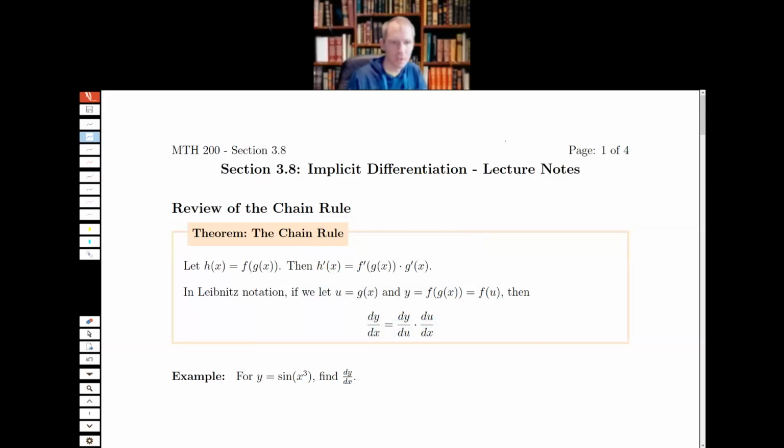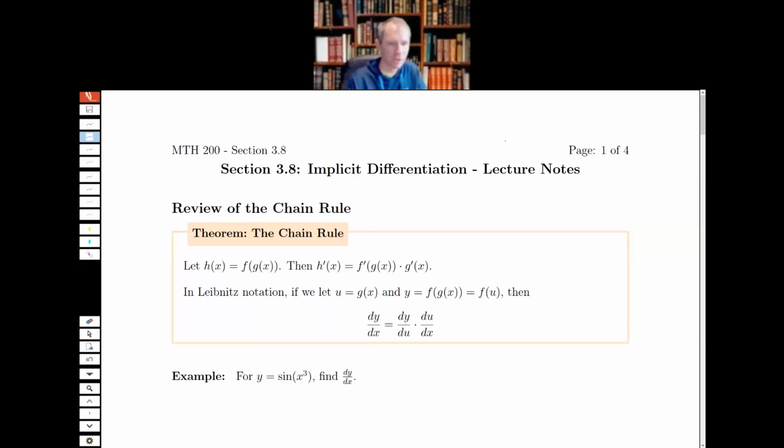Okay, so this is section 3.8, and what we're doing in this section is talking about implicit differentiation. This is something that I think is worthwhile to go through more than once and to definitely practice, because I know that historically students find this one of the hardest parts of this chapter. So we're going to go through this in detail, and hopefully it'll make sense, and we'll have some examples.